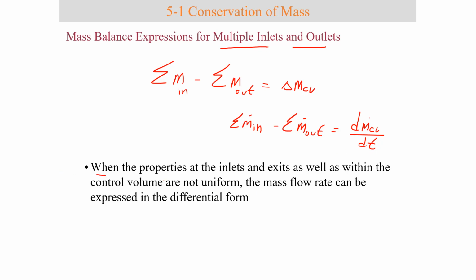So when the properties at the inlets and exits, as well as within the control volume, are not uniform, then you can express it in differential form, which we're not going to cover much here. But these are the two basic forms of this conservation of mass principle. The sum total of mass in minus the sum total mass out equals the sum total change in the mass of the system, or the sum of the rate of mass in minus the sum of the rate of the mass out equals the rate change of the mass of the system.